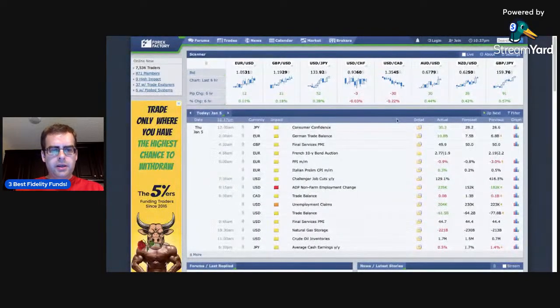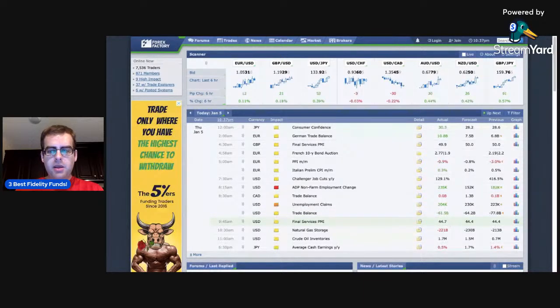So tomorrow, well, let's look at today. So US dollar, job cuts number, non-farm employment change, the forecast. So we far exceeded the forecast for non-farm employment change. So we increased, again, like I said, because of the month of December. Unemployment claims were much lower than expected. Trade balance was lower than expected. So that's a good number. When it's green, it's good.